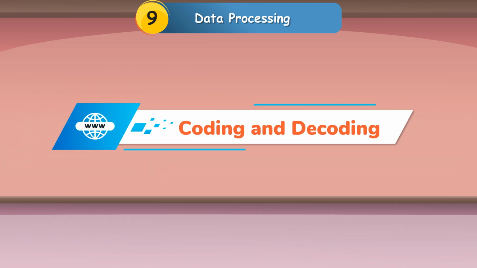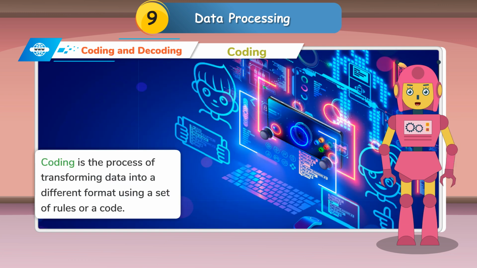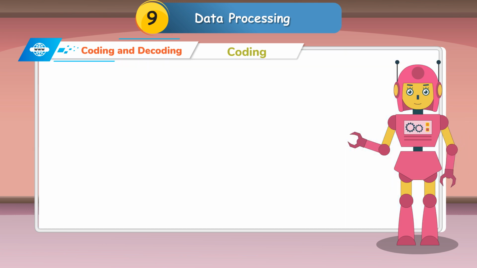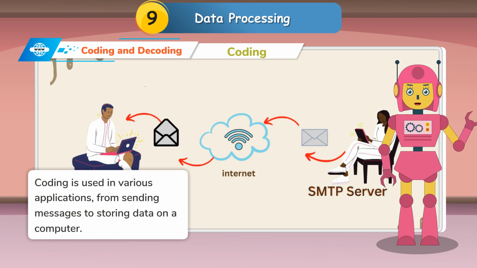Coding and decoding. Coding. Coding is the process of transforming data into a different format using a set of rules or a code. This helps in secure and efficient data transmission and storage. Coding is used in various applications, from sending messages to storing data on a computer.